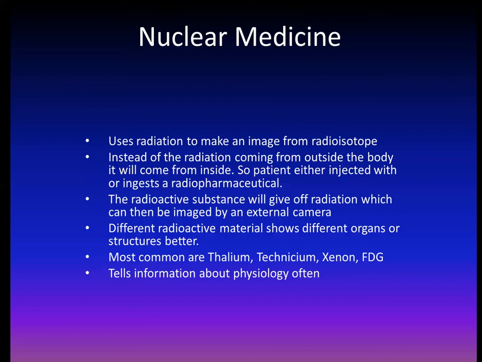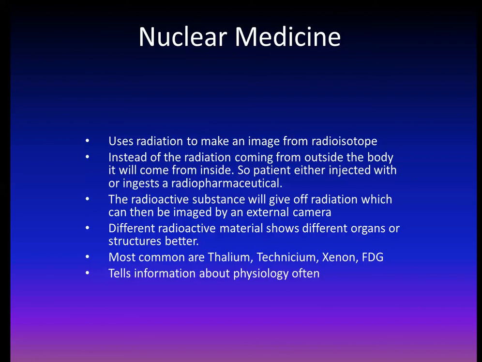And you're gonna inject multiple different kinds of substances. There's probably 100 different radioactive materials or radio tracers that could be injected. The most common one, probably technetium, but you'll see thallium and xenon and FDG. I put FDG here. That's a PET scan, and it's a little bit unique to itself, but it still kind of falls into the class of nuclear medicine.